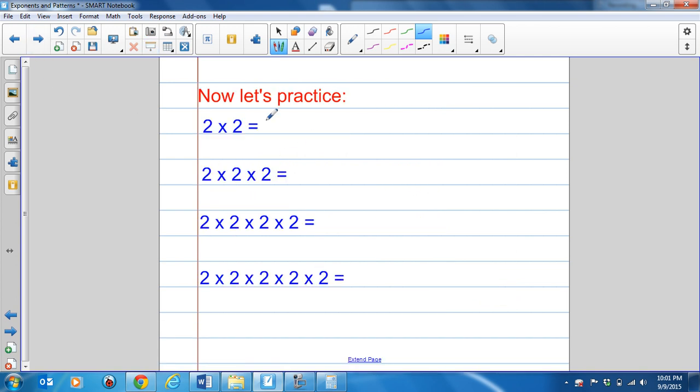So let's practice. What number do we see here? Well, we see 2. And how many 2's do we have? We have 2. And this equals 4. Here we have, what number do we see? We see 2. And how many do we have? We have 3 of them. And the answer to this one is 8. Here, this is the previous example that we just did on the last slide. And here we have 2 times 2 times 2 times 2 times 2. So we have 2 to the 5th power, and that would equal 32.